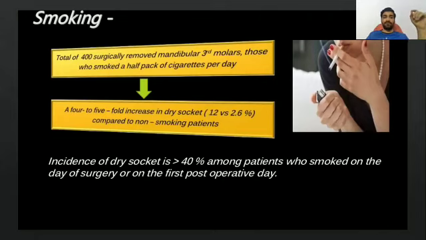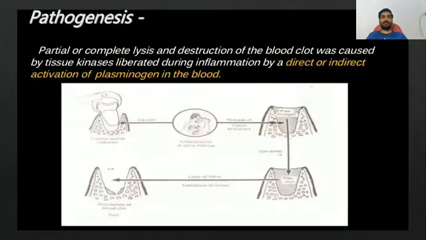Next is smoking. In a total of 400 surgically removed mandibular third molars, those who smoked half a packet of cigarettes per day had a 4 to 5 fold increase in dry socket compared to non-smoking patients. Meaning patients who smoke have 4 to 5 times more cases of dry socket compared to non-smokers. The incidence of dry socket is 40% among patients who smoked on the day of surgery or on the first post-operative day. Meaning if they go and smoke immediately after extraction, then there are higher chances that the patient may face the problem of dry socket.